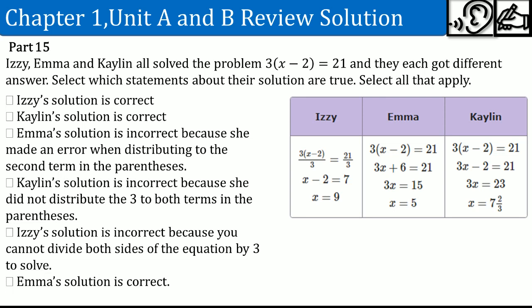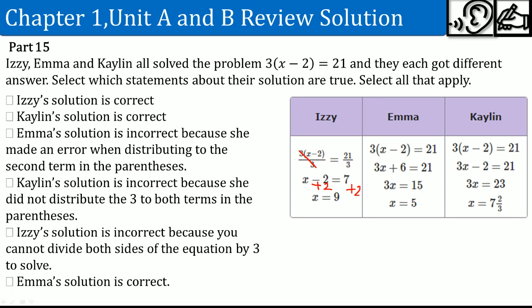Lizzie, Emma, and Caitlin all solved this problem, and it equals 21, but they have different answers. Okay, who did it right? Let's look at Lizzie's work. She did 3 times n minus 2. That's her problem. So she divided by 2 first. The reason why she divided by 2 first is so she can cancel this out. This becomes a 7. Do you see how she's left with that? So that does work. Okay, that is what's left. You're going to add the 2.